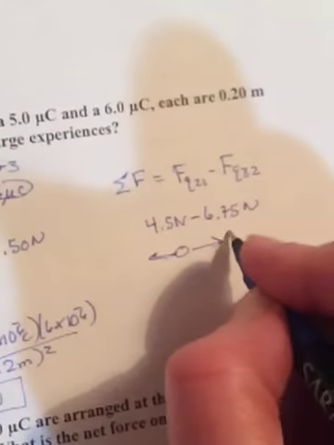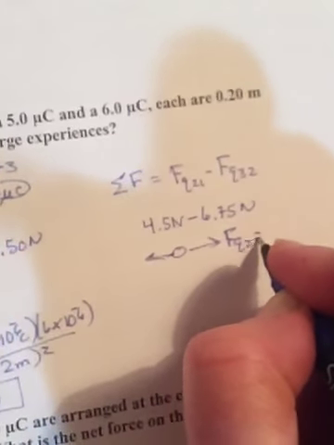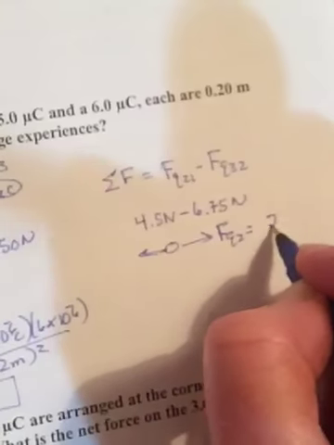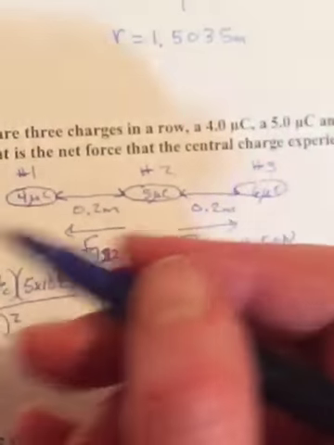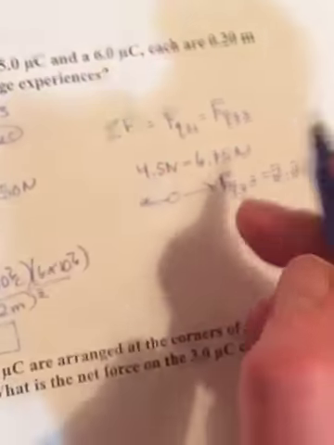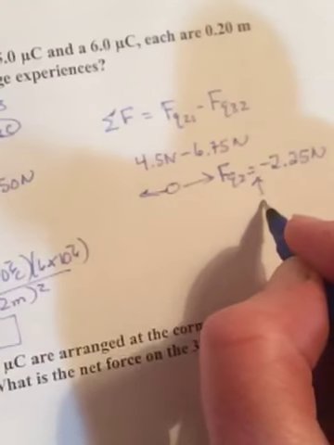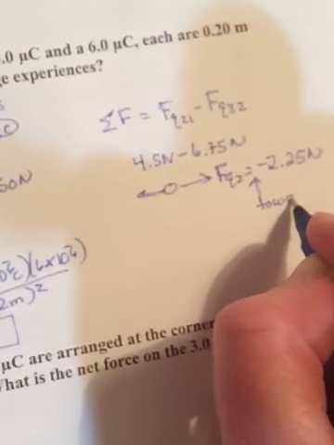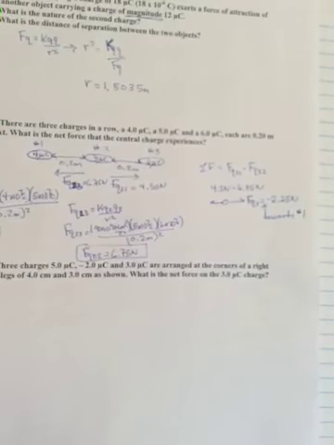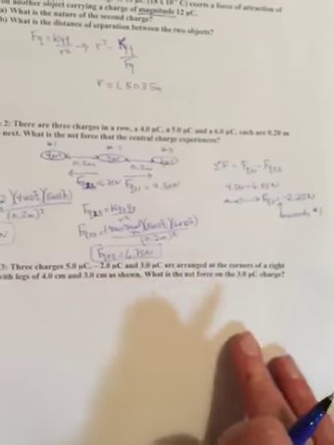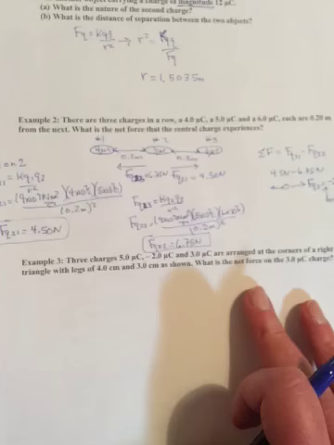So you'll get an FQ on number 2 to be 2.25 newtons. And it works out to be negative. But what does the negative mean? The negative means it's going towards number 1. Okay, so an arrow right here towards number 1. Okay? So that's example, make it small again. That's example number 2. It wasn't too bad because they were in a straight line.